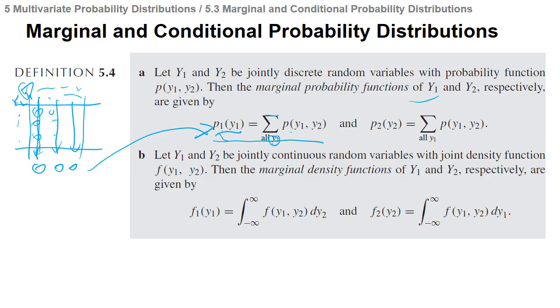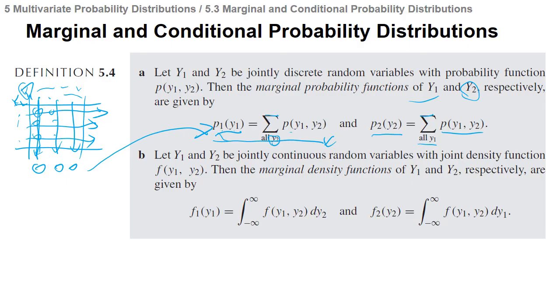This is this one. And what about P2(y2)? If we sum up probabilities this way, then we can calculate P2(y2). If we sum up all the probabilities related to y1 for each y2, we get the marginal probability function for y2. Okay, that is for the discrete random variable case.